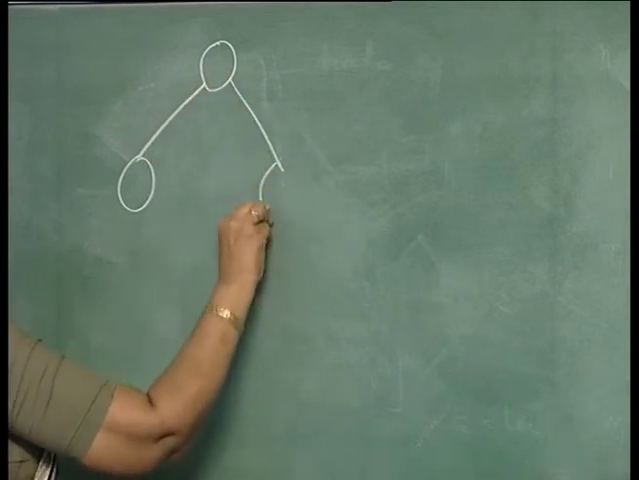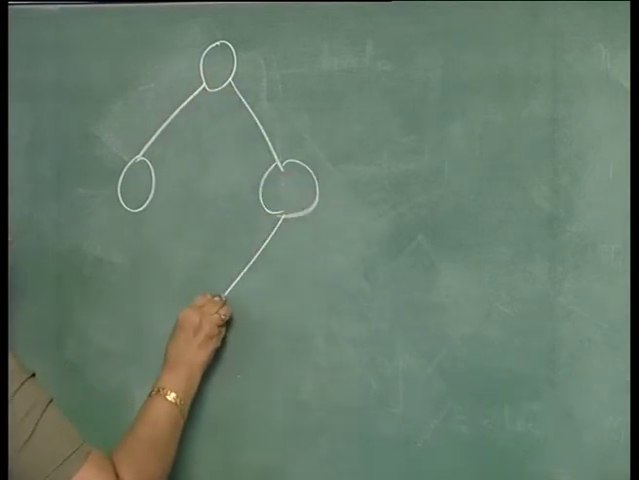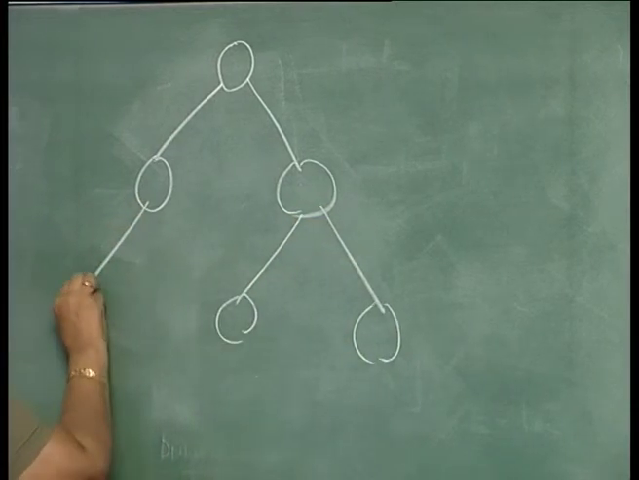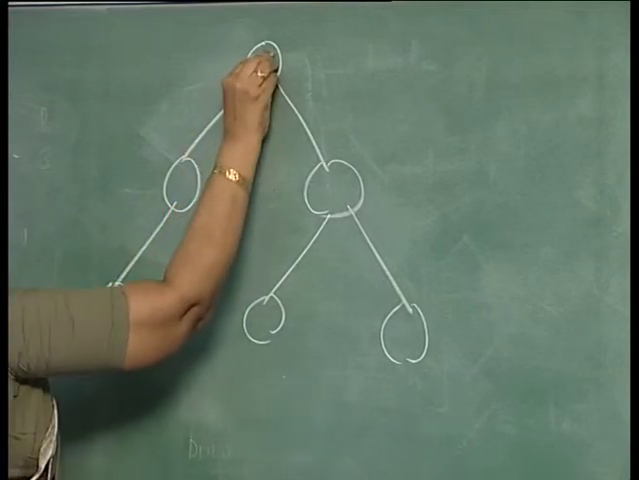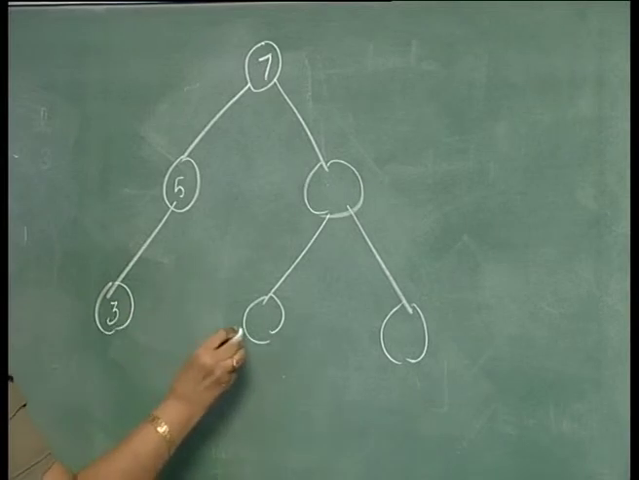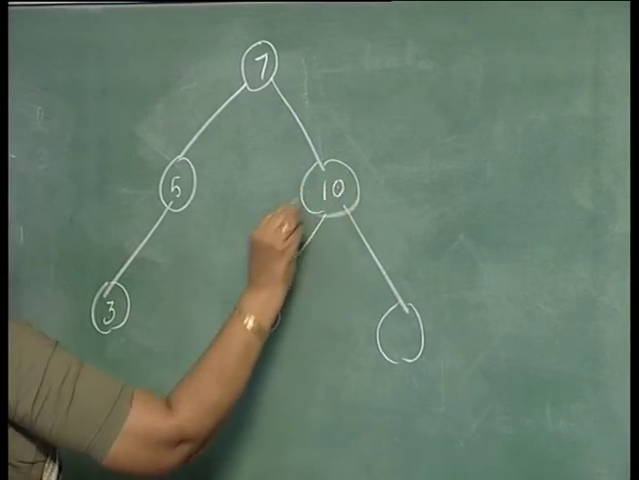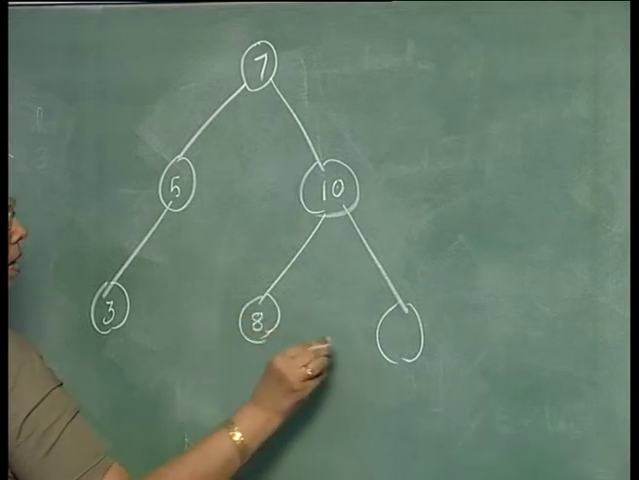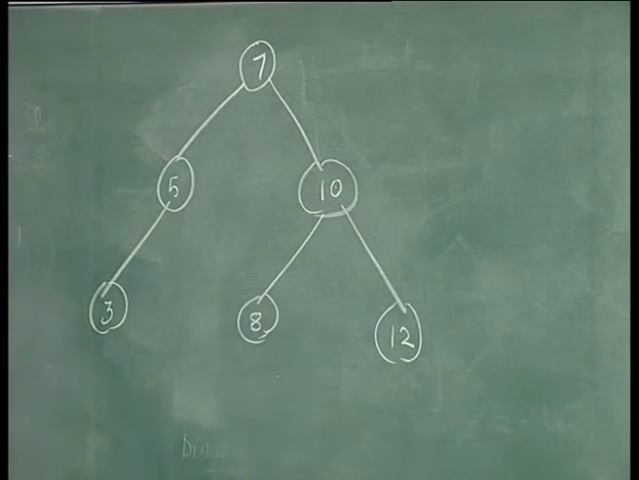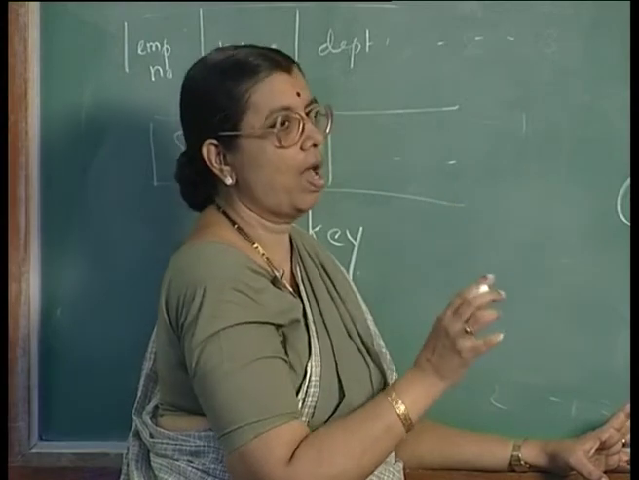As an example, you have these numbers: 7, 5, 3, 10, 8. This is the tree, and each record is stored in a node, internal node or leaf.